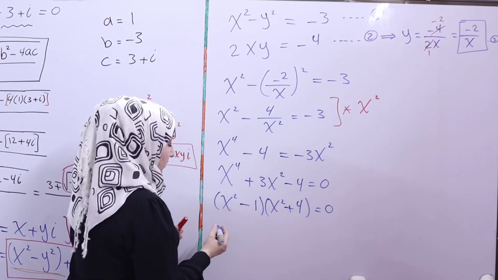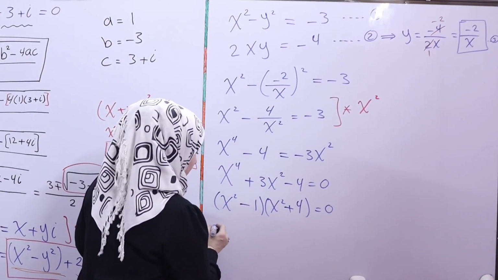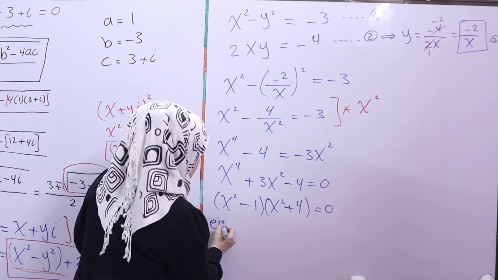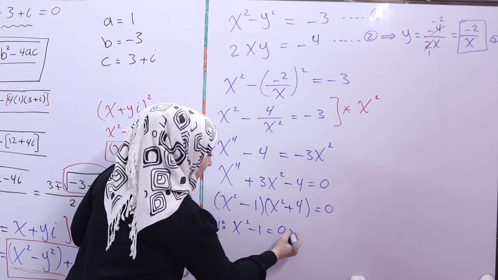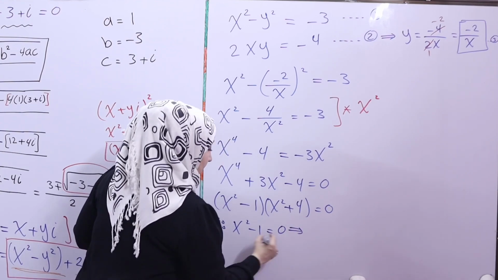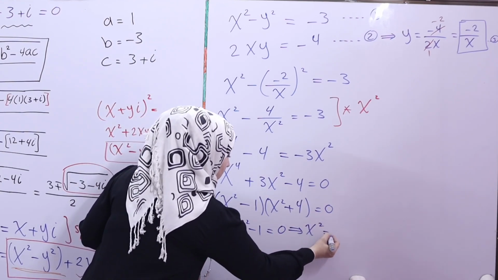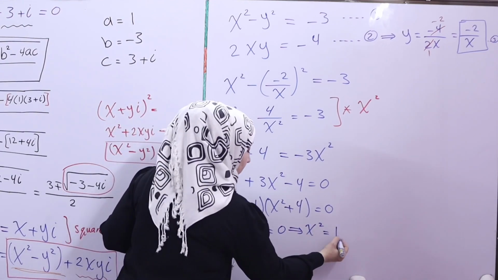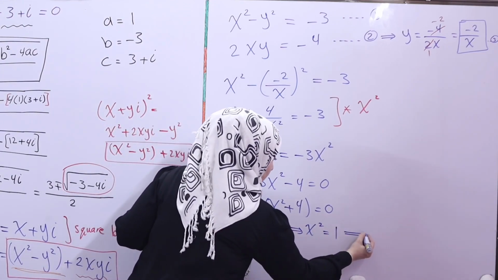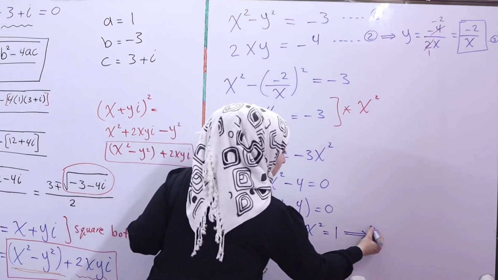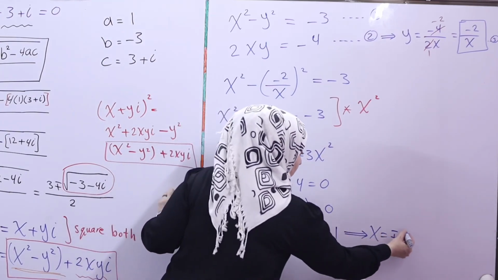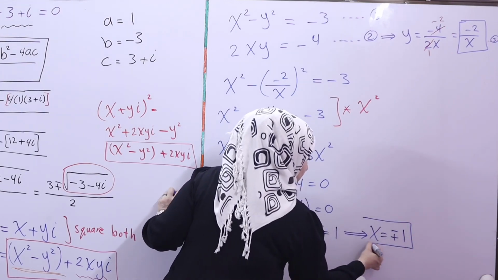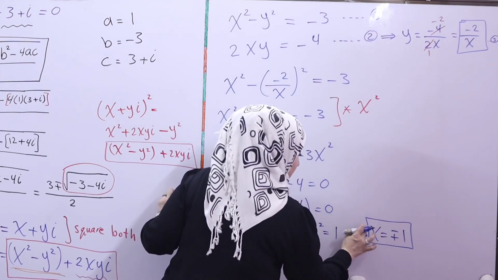And now either x squared minus 1 equal 0. That means x squared equal positive 1, by square root for both sides we get x equal positive or negative 1. بأخذ الجذر التربيعي للطرفين حصلنا على قيمة x.